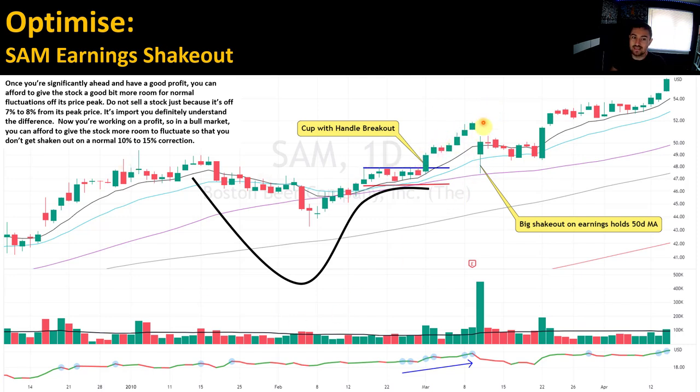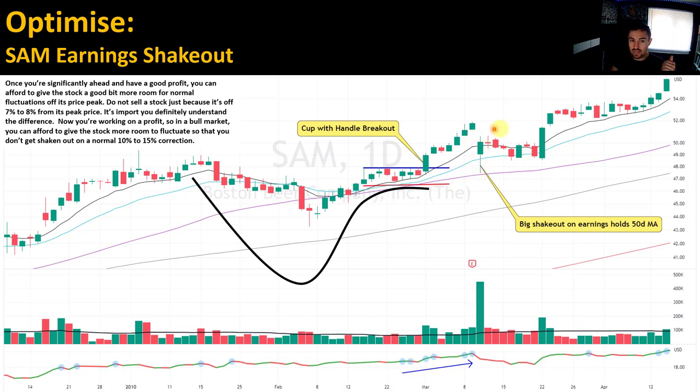But then what you see is a big, I call this a shakeout demand tail. So price actually gaps down on the earnings reaction here. It comes out after the close, so this is the reaction the following day. Gaps down, opens here. Shakeout demand tail comes down to the 50-day moving average, which is the purple line. Doesn't knock you out if you maintain your stop loss here.